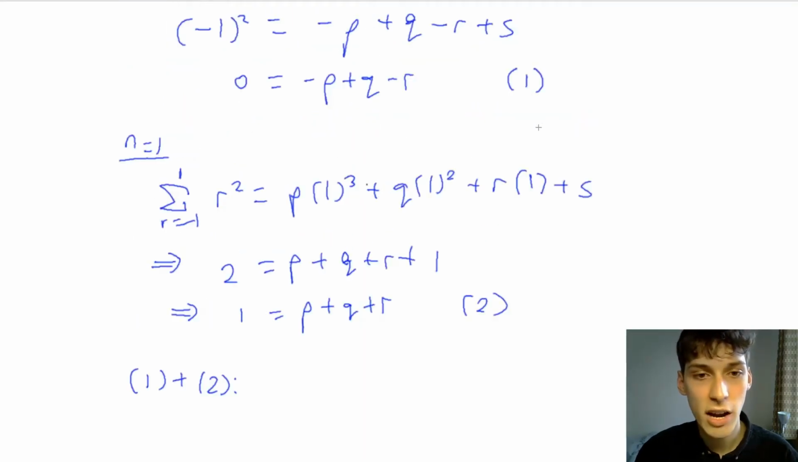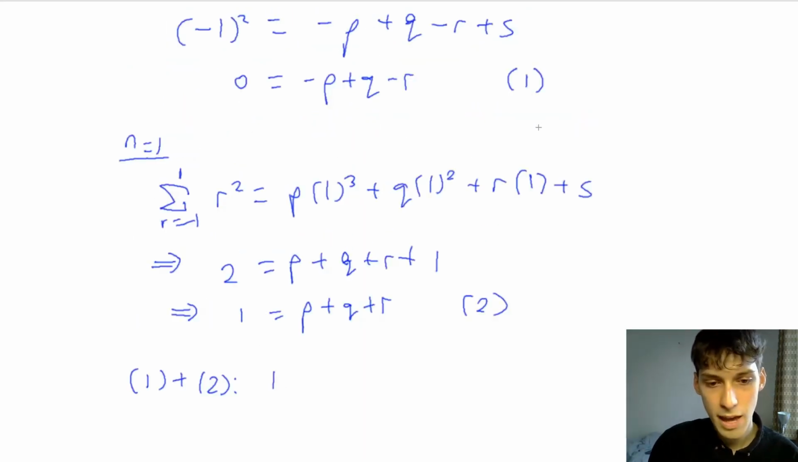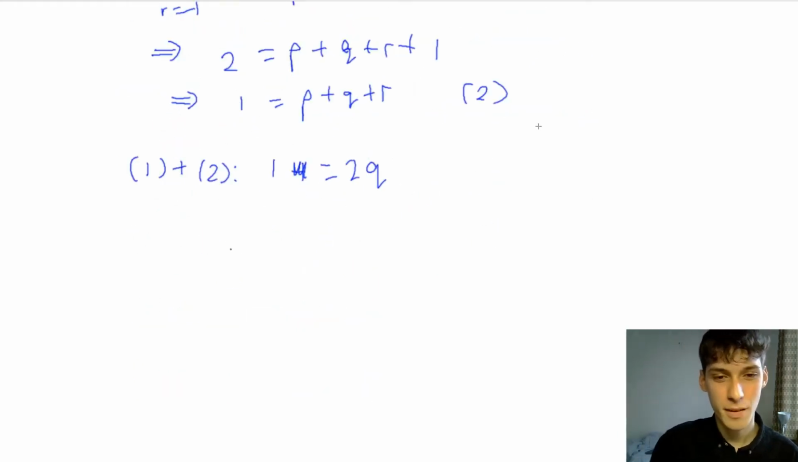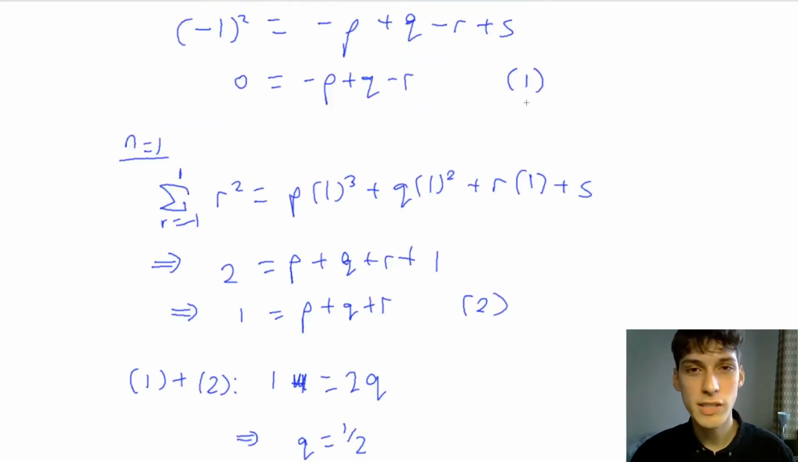Adding the left hand sides is going to give us a 1, and adding the right hand sides is going to give us, well, minus p plus p is 0, minus r plus r is 0, q plus q is 2q. Bit of a tongue twister. So we have 1 is equal to 2q. So we can say that q is equal to a half. So we just solved equations 1 and 2 simultaneously to get q is equal to a half. And we've already found a second one of them. So we're getting nice and quick progress.